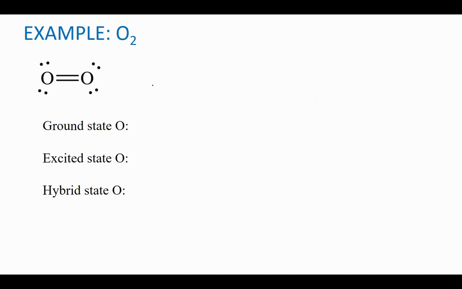Now let's look at oxygen. This is the Lewis structure of oxygen. So the valence electron of oxygen is 6 valence electrons. So let's complete the orbital diagram for the valence electrons. So we have 6 electrons. So 2 electrons into S and 4 electrons into p orbital.